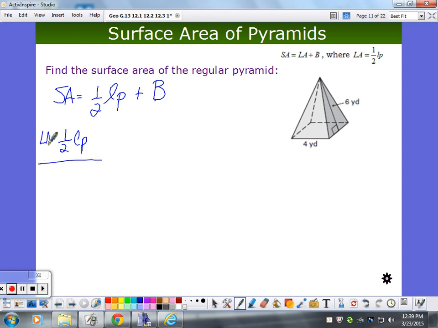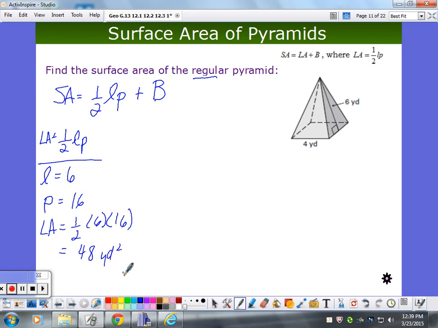LA, lateral area. What's L? What's the slant height in this picture? Yep, 6. Slant height is the height of the triangle side. What's the perimeter of the base, looking at this picture? Regular pyramid means it's a regular polygon in the base. So what is the perimeter? 16, it's 4 plus 4 plus 4 plus 4. So the lateral area of this pyramid is 1/2 times 6 times 16, which is 48 square yards.